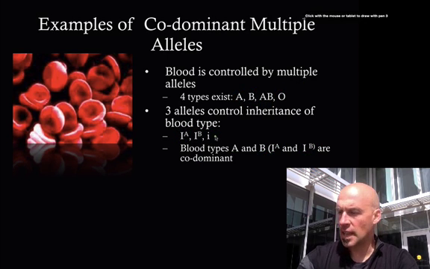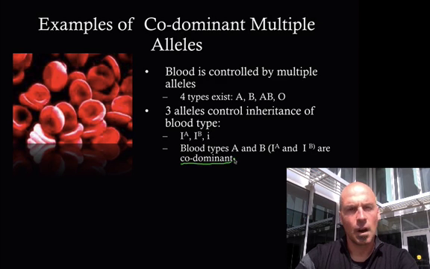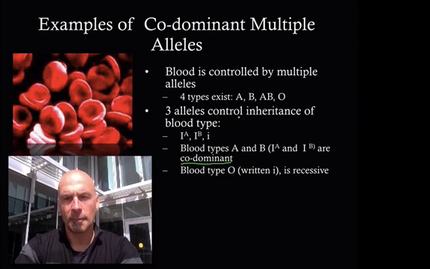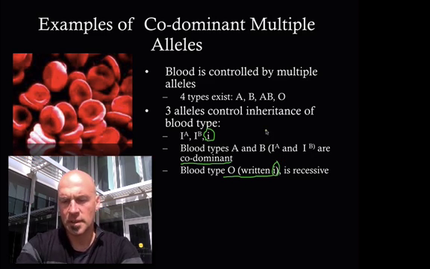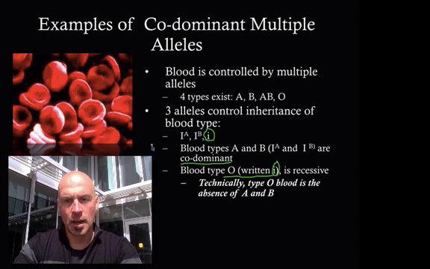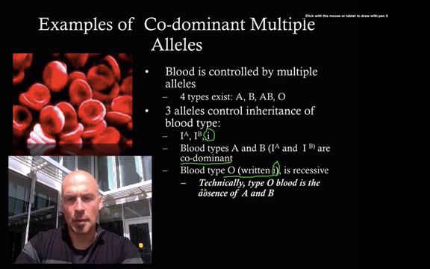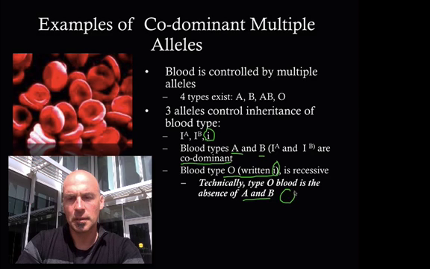So as we said on the last slide, these are codominant. They both hang. Neither one masks the other, and they do not blend. And as I said, this type right here is recessive. So blood type O is written i, and as it is a lowercase letter, it is recessive. Like I said, technically, type O blood is just the absence of A and B. So if A and B are not present, you get type O.